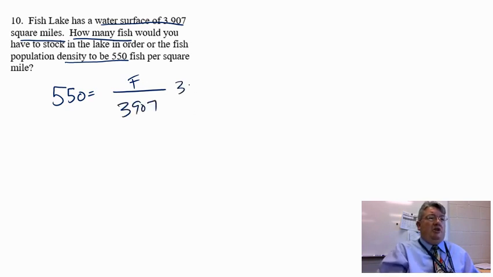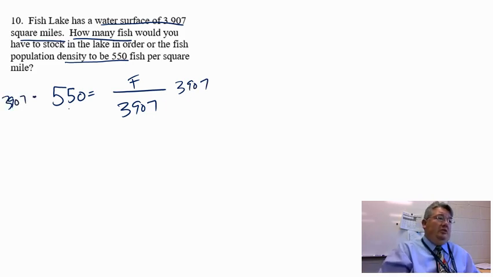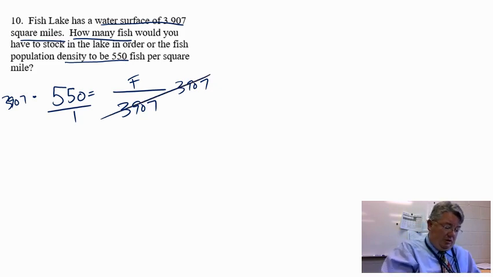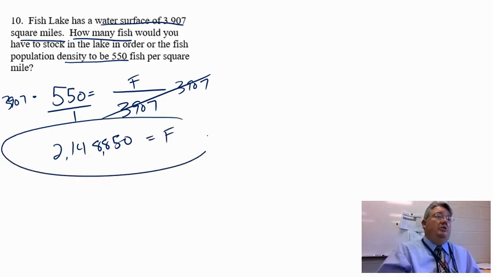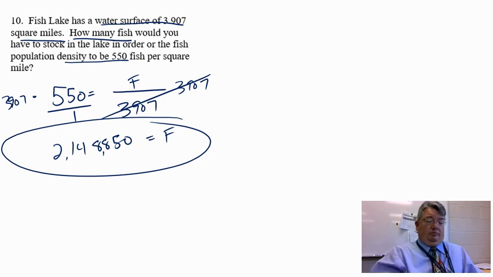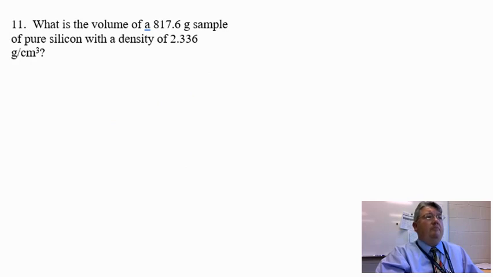So again, I'm just going to multiply this by 3,907 on both sides. That's going to cancel that. And I divide by the 1. So in other words, I do the same thing I did the last problem. 3,907 times the 550 gives me 2,148,850. So 2,148,850 fish would have to be stocked. That's a lot of fish. 2 million fish. Wow. Okay.